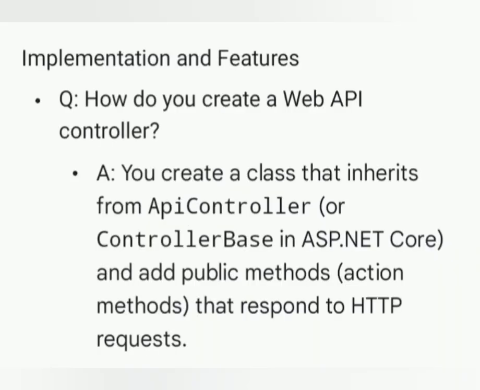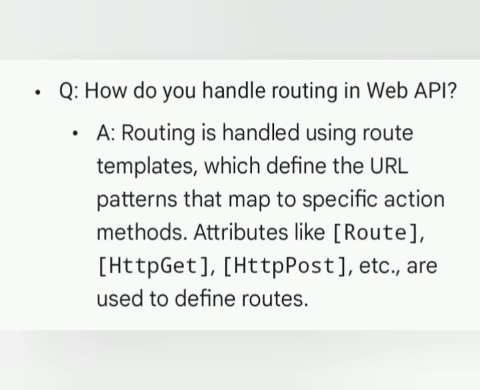Implementation and features. Q. How do you create a Web API controller? A. You create a class that inherits from ApiController, or ControllerBase in ASP.NET Core, and add public methods, action methods, that respond to HTTP requests. Q. How do you handle routing in Web API? A. Routing is handled using route templates, which define the URL patterns that map to specific action methods. Attributes like Route, HttpGet, HttpPost, etc. are used to define routes.